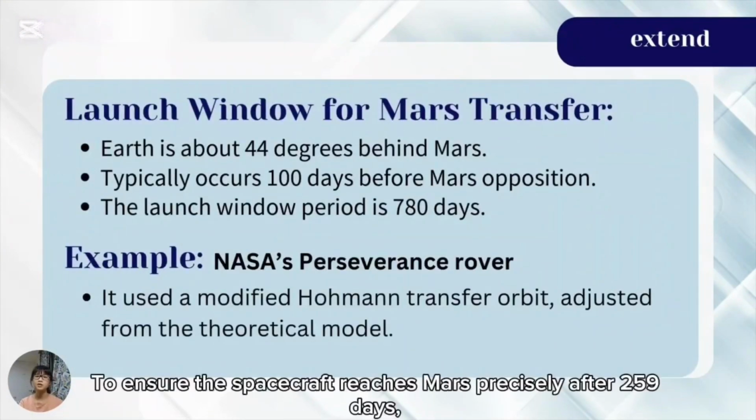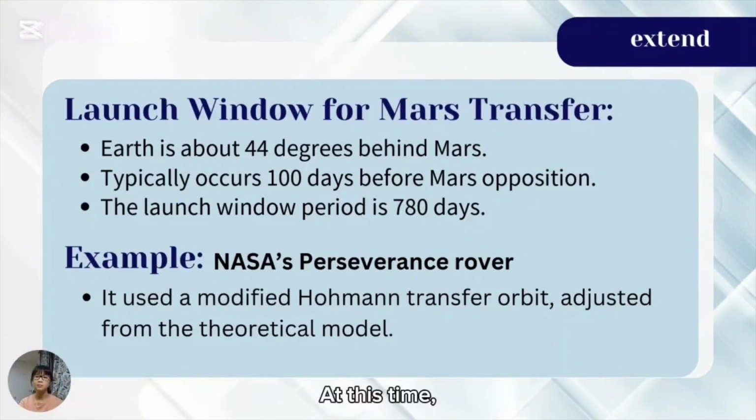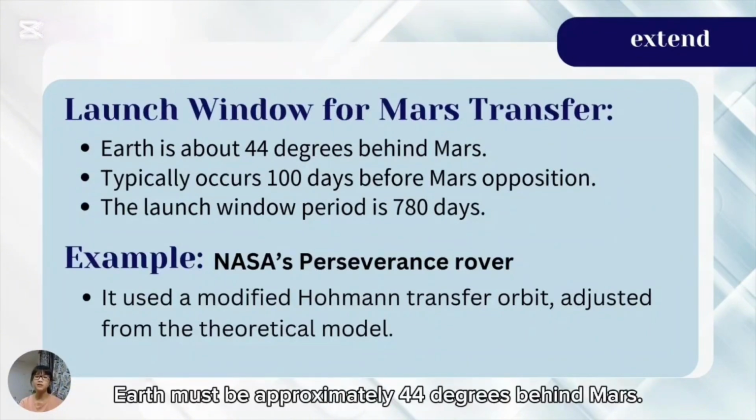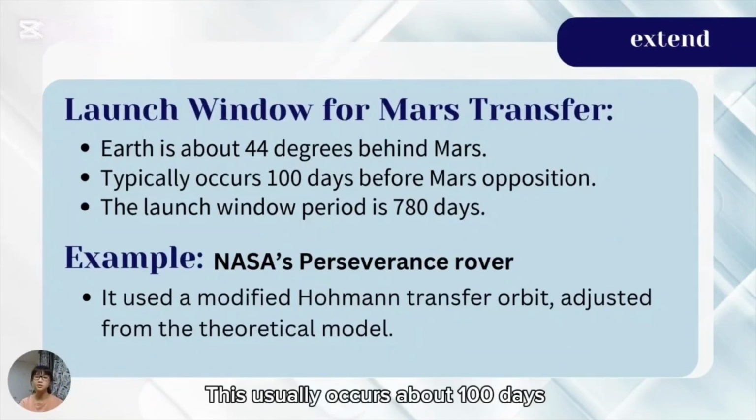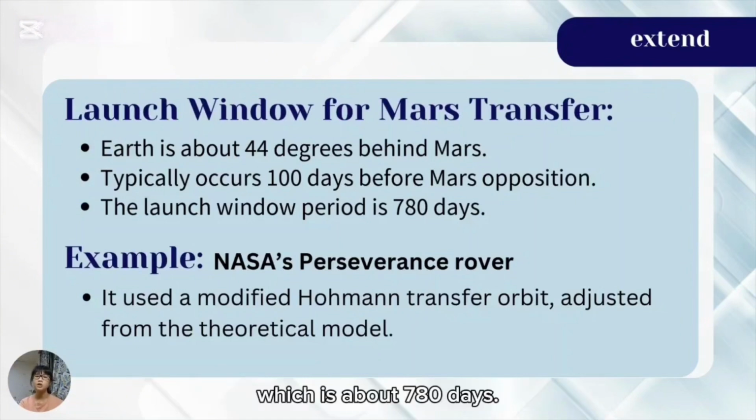To ensure the spacecraft reaches Mars precisely after 259 days, it must launch at a specific time, known as the launch window. At this time, Earth must be approximately 44 degrees behind Mars. This usually occurs about 100 days before Mars reaches opposition. The cycle of this launch window is the synodic period between Earth and Mars, which is about 780 days.